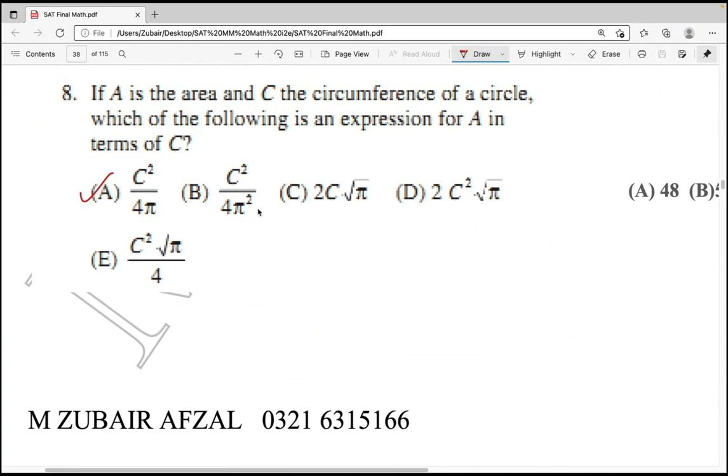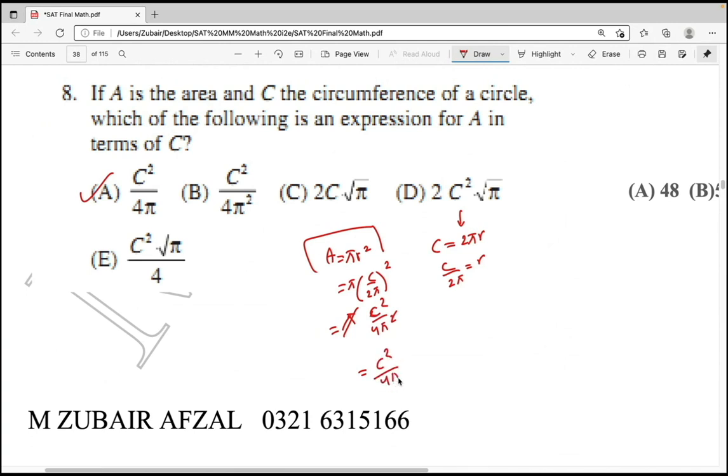Just make those the subjects. If A is the area of the circle, I would say area equals pi r square. And C is the circumference, so C equals 2 pi r. Which of the following is an expression of A in terms of C? He is interested in area, so I have to replace that r. Taking r from the right hand side, that is C over 2 pi. So pi times C over 2 pi squared, which is pi C square over 4 pi square. So C square over 4 pi.